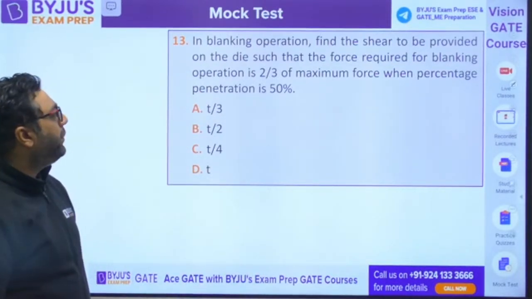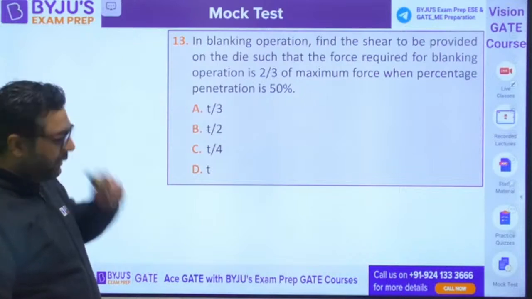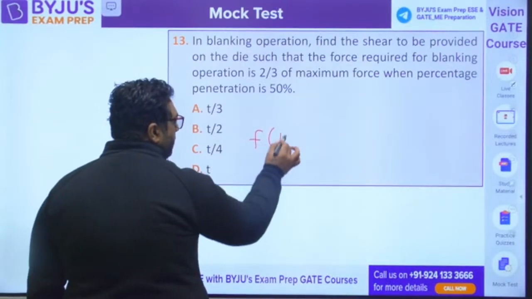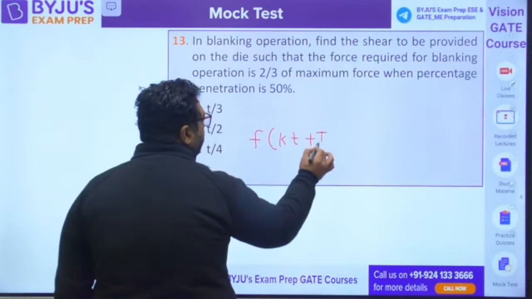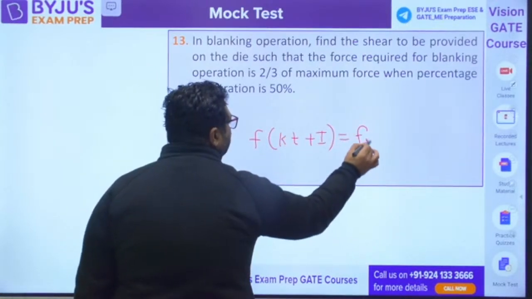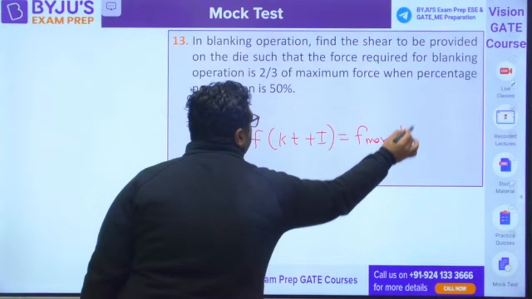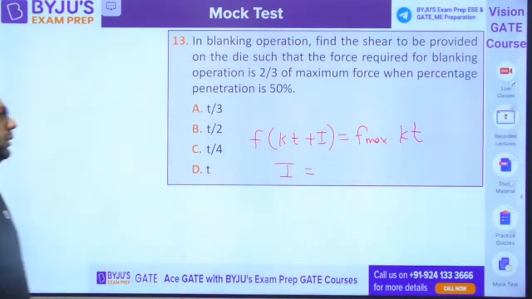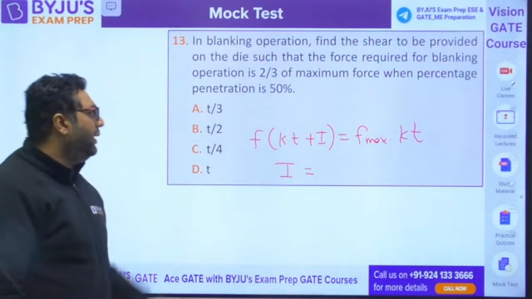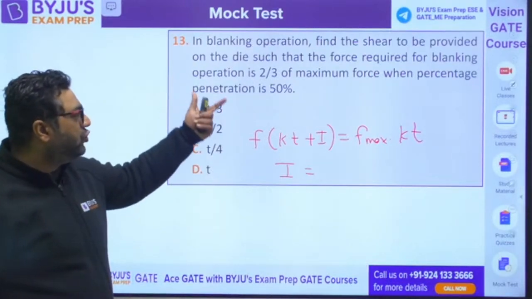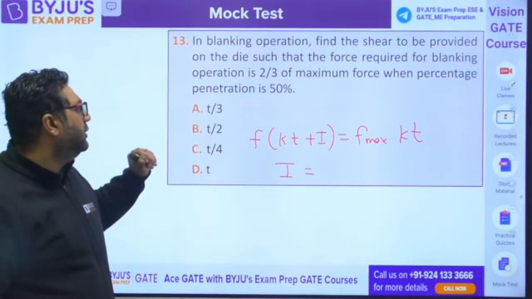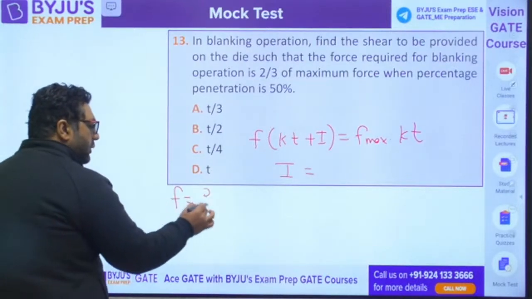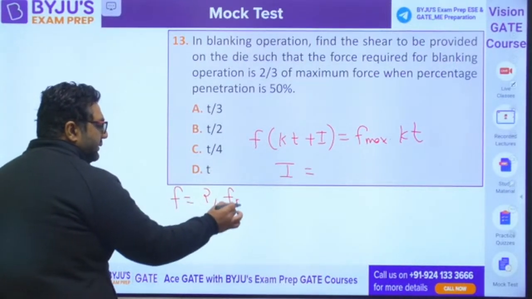In a blanking operation, find the shear to be provided. So you know F into (KT plus I) is equal to F max into KT. You need to find out the value of I. They have given the data required on the die such that the force required for the blanking operation is 2/3 of the maximum force. So F is 2/3 of F max.